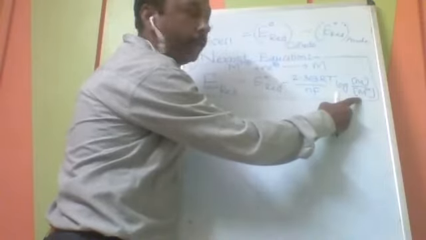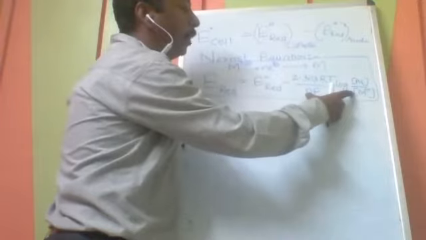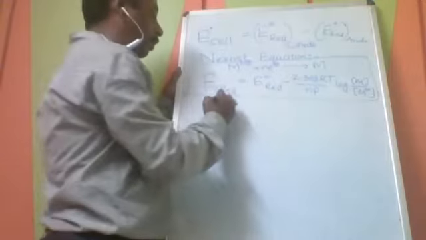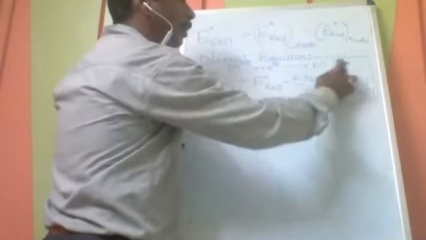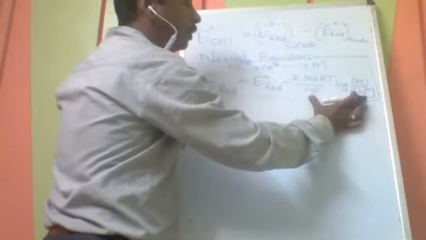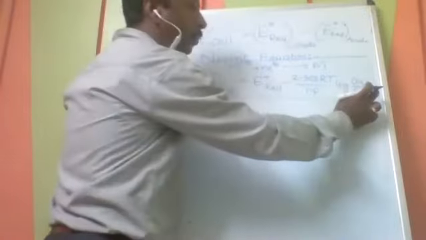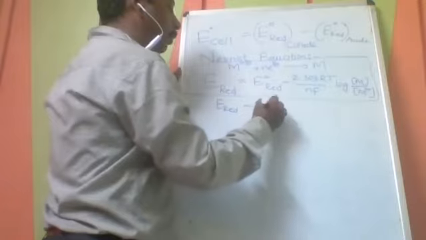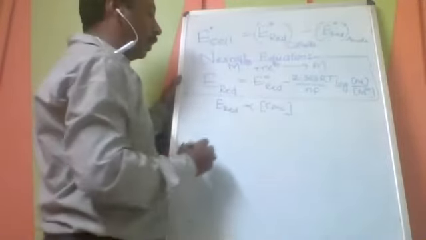The total value decreases, so the neglected value will be minus. So the E reduction will be more. Understood? As the E reduction potential increases, this total value decreases, less value I am subtracting, more value will be left over. So increasing and increasing: E reduction potential is directly proportional to the concentration of electrolyte. Is it understood?